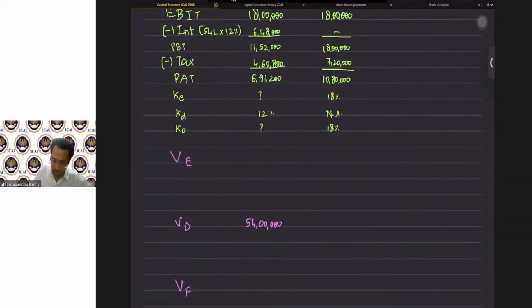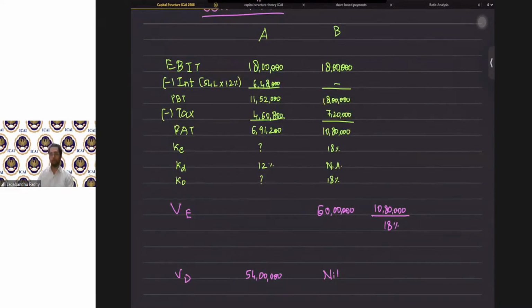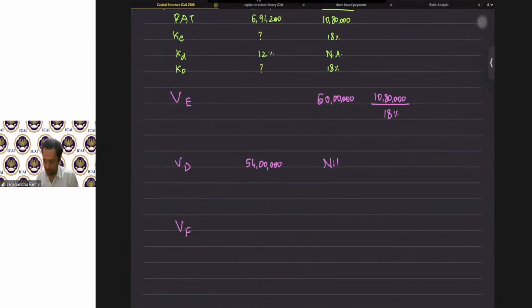Now we can get the value of equity over here simply by taking 10,80,000 divided by cost of equity being 18%. Divided by 0.18, that's 60 lakh is the value of equity. Value of debt is nil because there's no debt in company B. So what can we say about the value of the firm? So the value of the firm will be 60 lakh itself.